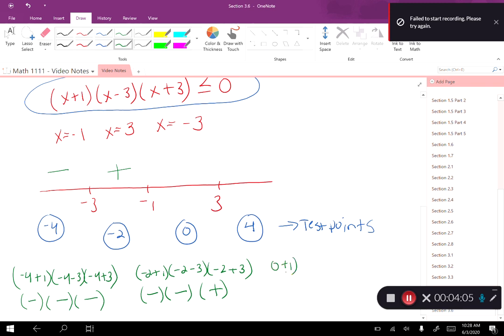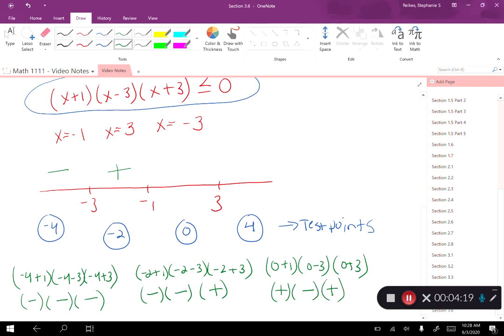Plugging in 0. 0 plus 1 times 0 minus 3 times 0 plus 3. 0 plus 1 is positive, 0 minus 3 is negative, 0 plus 3 is positive. So what is a positive times a negative times a positive? Whole thing will be negative.